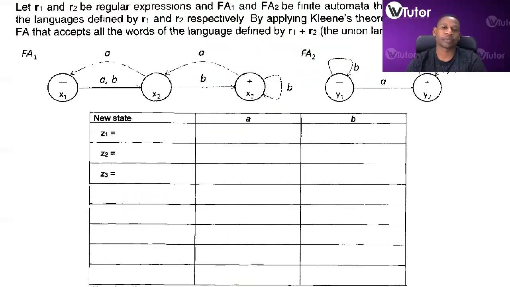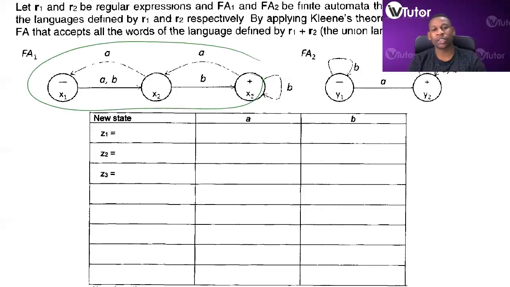All right. We want to find the union of these two languages as well. In order for us to apply the same strategy again, we want all the words of this language and all the words of this language to be accepted by the new finite automata that we draw. So, as we said before, the initial state for the new language is going to represent the initial state for FA1 and the initial state for FA2.